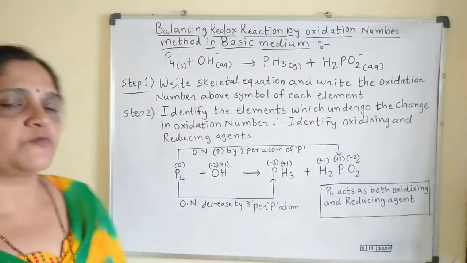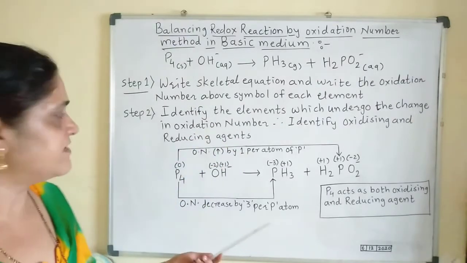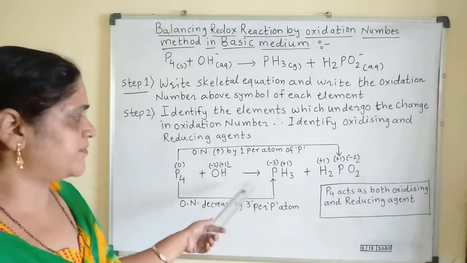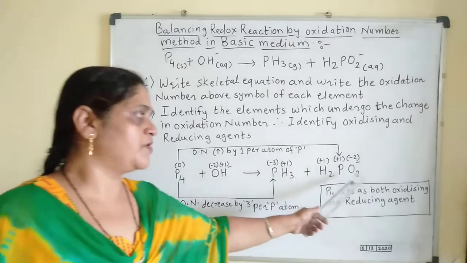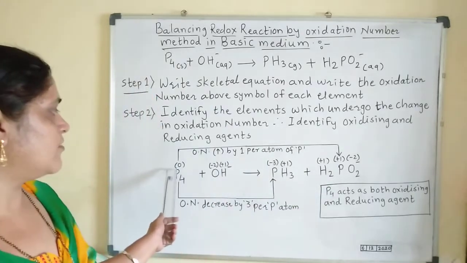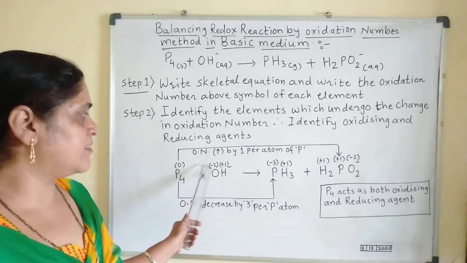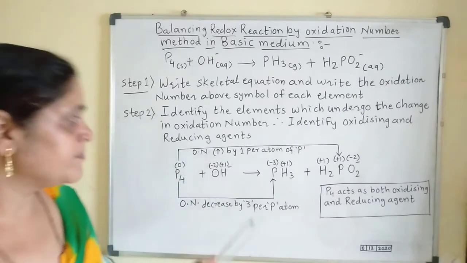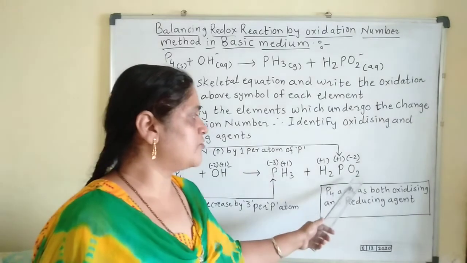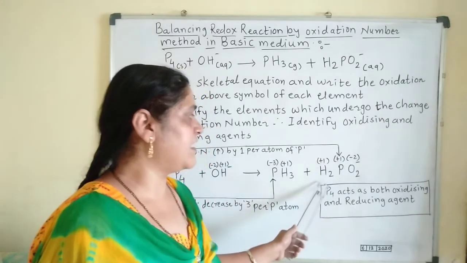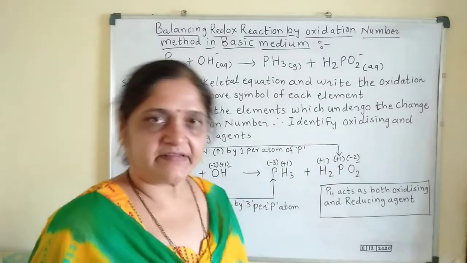Already skeletal equation is provided to you. So in first step, whatever skeletal equation we have to write, I am going to write in the step second, compressing these two steps in one equation itself. P4 plus OH minus gives PH3, H2PO2 minus. Now oxidation number of P4, that is in uncombined state, is 0. In OH minus there is oxidation number -2 for oxygen, +1 for hydrogen. In PH3 hydrogen +1, phosphorus -3. And in H2PO2 minus oxygen -2, phosphorus +1 and hydrogen +1. In this way, above the symbol the oxidation number is written.